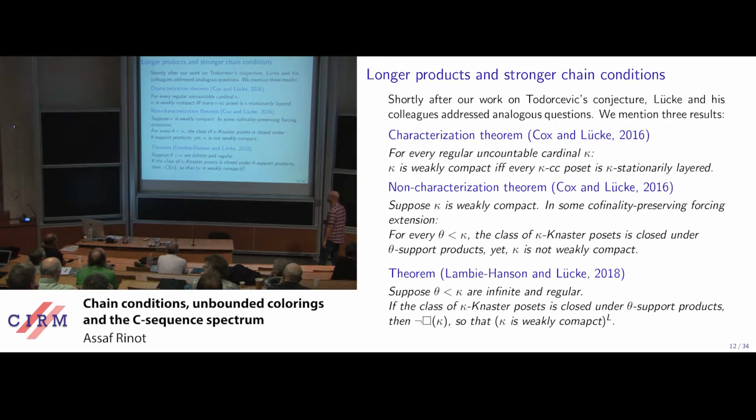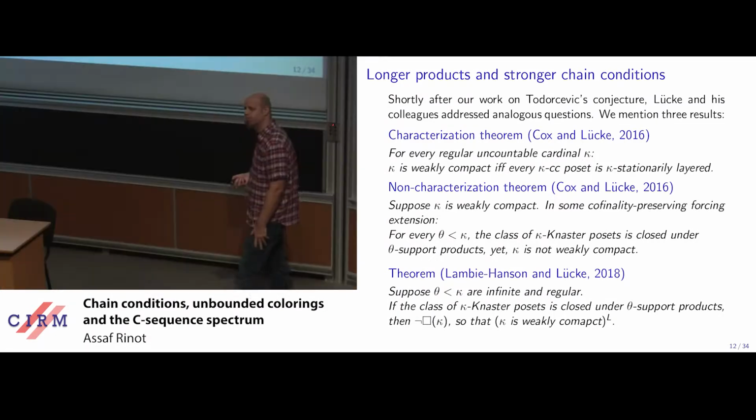And then in another paper of Lücke, with Lambie-Hanson this time, they show that if you are in the situation with kappa-Knaster being closed under long products, then square must fail. So the assumption of starting with a weakly compact was necessary, because as soon as you have kappa-Knaster being preserved under long products, then you had to start with a model with a weakly compact. Okay?